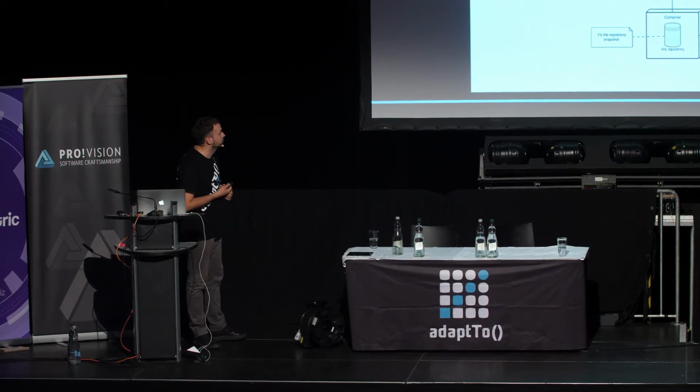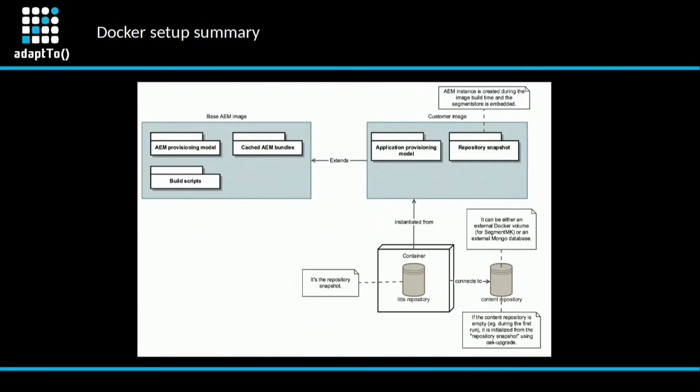This graph is probably the most complex one, but it's the last one as well. It presents the whole setup of Docker-based AEM. So basically, the idea is that AEM will be distributed with this base Docker image. This base image, I'm not sure if it's readable, contains the AEM provisioning model, the AEM bundles, and also the build scripts that put everything together.